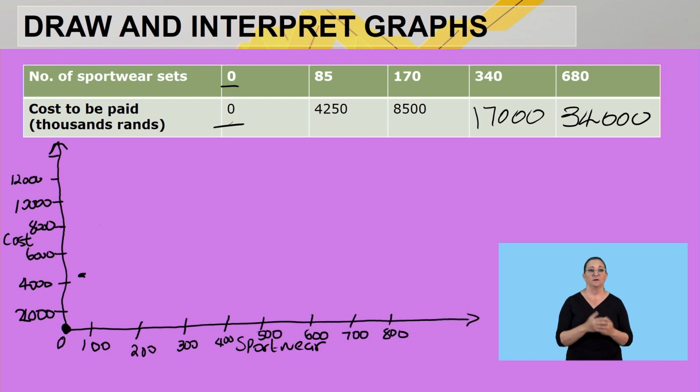Then at 170 will be more than 100. So it could be somewhere here, our 170. So we are going to 8,500. And then at 340, obviously, it should be above. But then we do not have enough space. But 17,000 would be above, somewhere there. I do not have enough space, learners. Then at 680 would be between 600 and 700. So the point will also be up there. Let me just put it somewhere here.